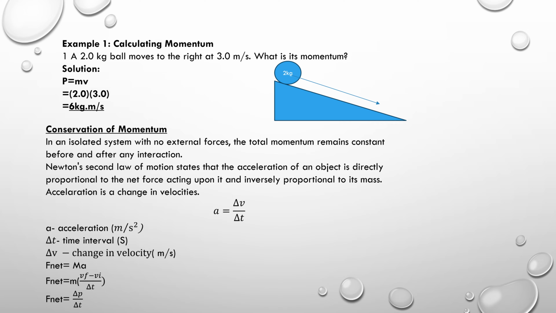Then we have change in velocity, which is in meters per second. Then we have F net is equal to m a. So in the place of acceleration, we are going to take change in velocity all divided by time. Then we are going to have F net is equal to mass times change in velocity all divided by change in time. So we are going to have this formula, which is F net is equal to change in momentum all divided by change in time.